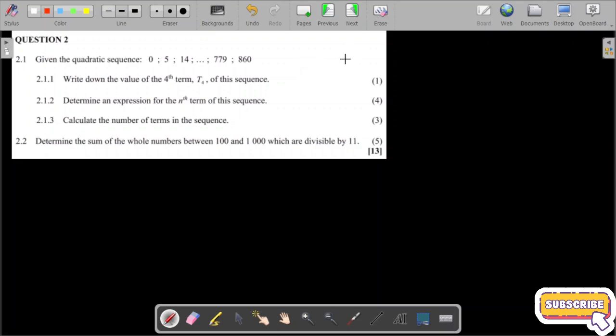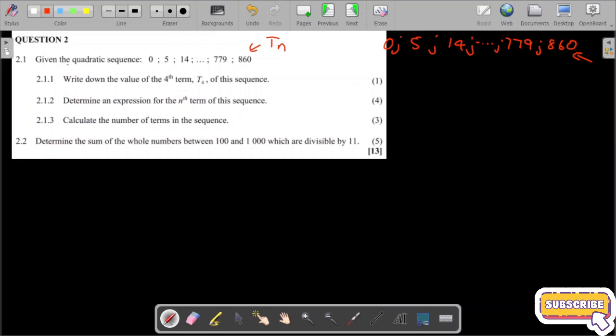Here we are given the quadratic sequence where we have 0, 5, 14, and 779, and 860. Remember, this one here is my last term, so this one acts as what? As Tn, because that's where my sequence stops. We stop at 860. So this is my last term, which is my Tn. Also, that is very, very important.